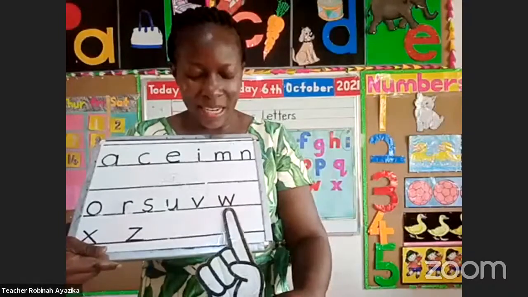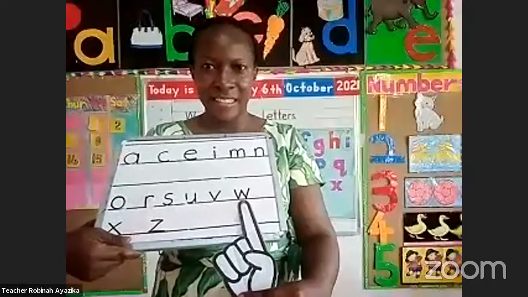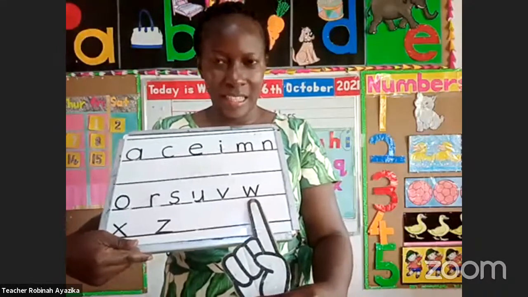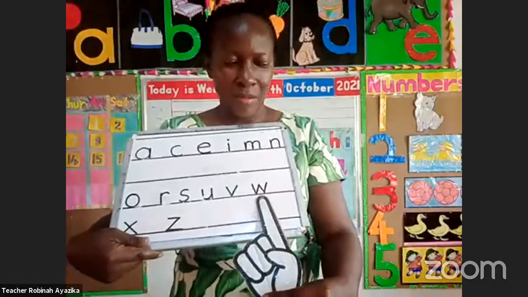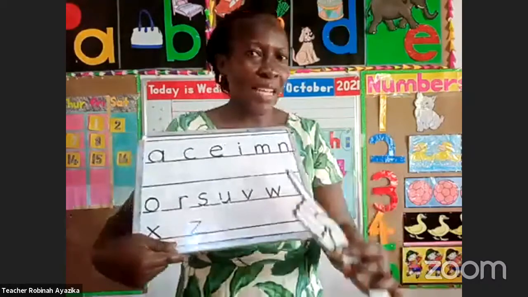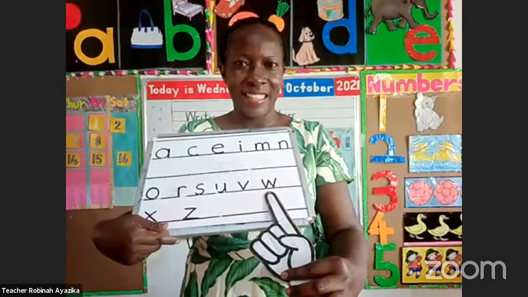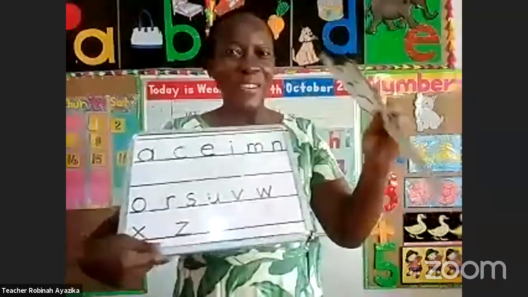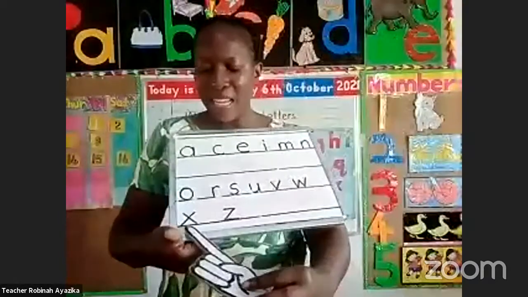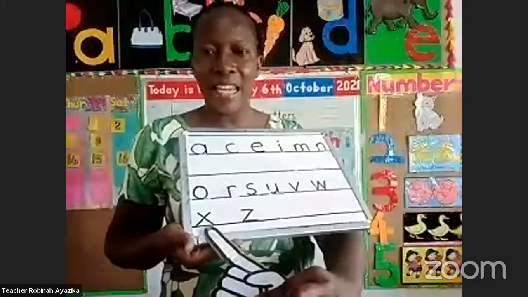Someone tell me, what's the name of this letter here? W. Is it capital letter W or small letter W? Small letter W. Very good. It is small letter W because it starts from the middle of the line and sits on the line here nicely. Very good.